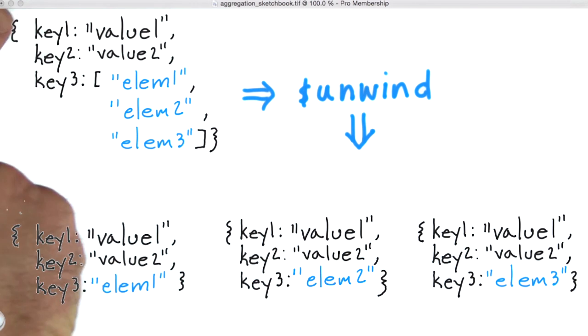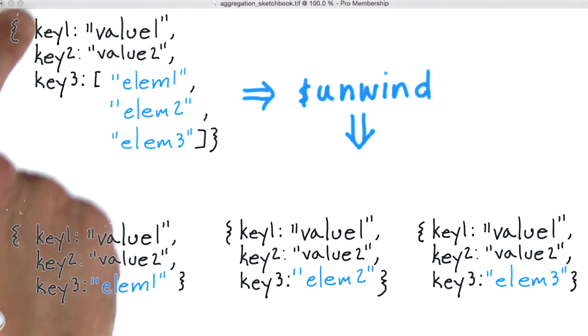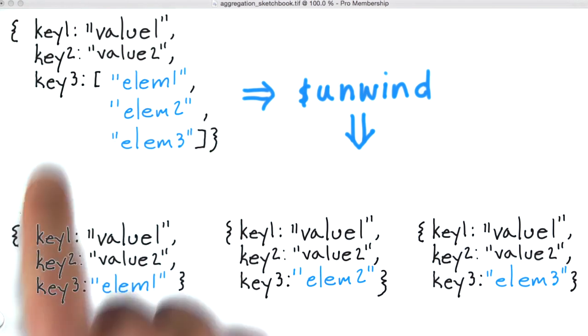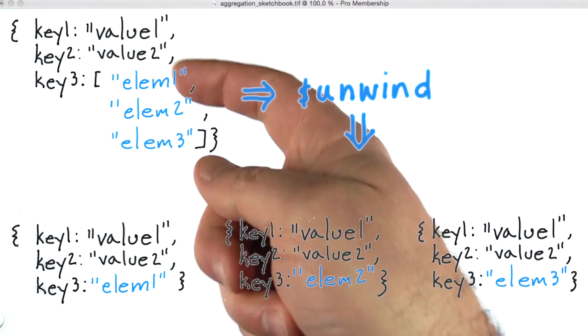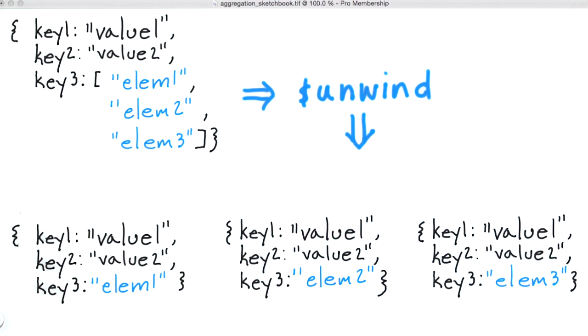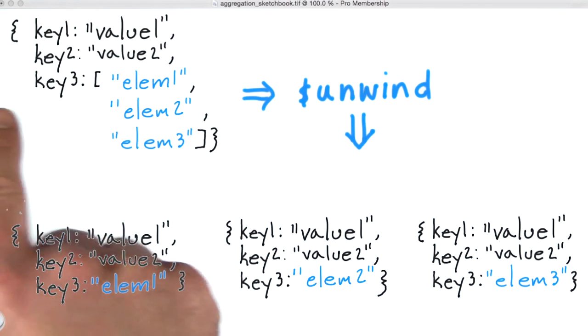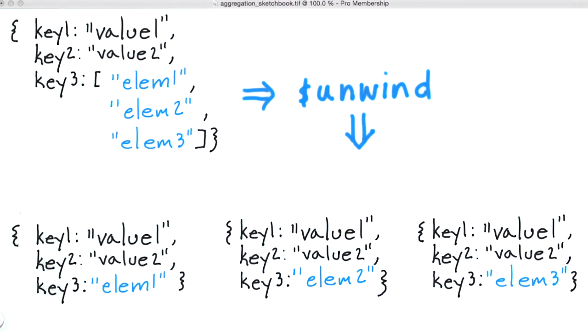So in this example, we have an input document that has 3 keys and values. The third key has an array as its value with elements 1, 2, and 3. Unwind, if run on this type of input document and configured to unwind the key 3 field, will produce documents that look like this.